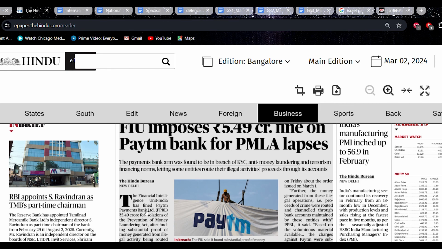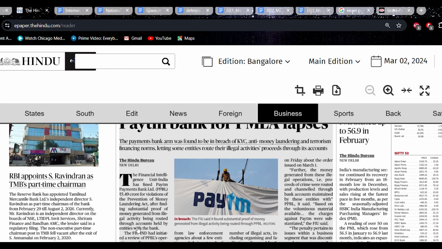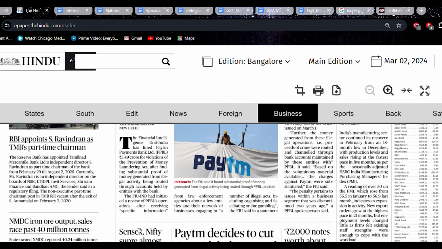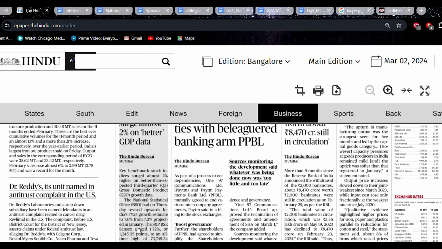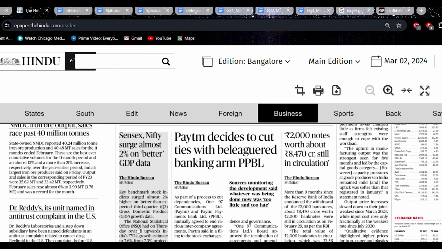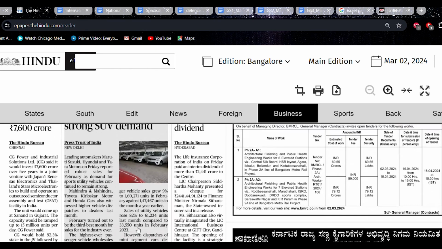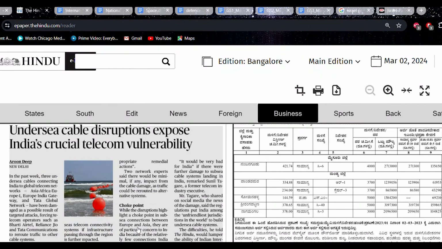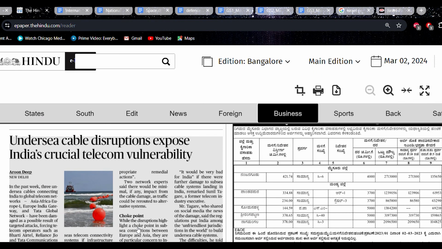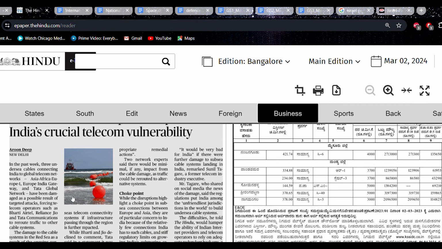Then payments bank. What is a payment bank? How does a payment bank differ from normal banks? All these things you should be knowing. And because it can come in prelims, it can come in mains, like what are the issues with payment banks, etc. Then again, Paytm news, same thing is there. Even this news is getting repeated continuously, like minor improvements, whatever is happening, it will get reported.